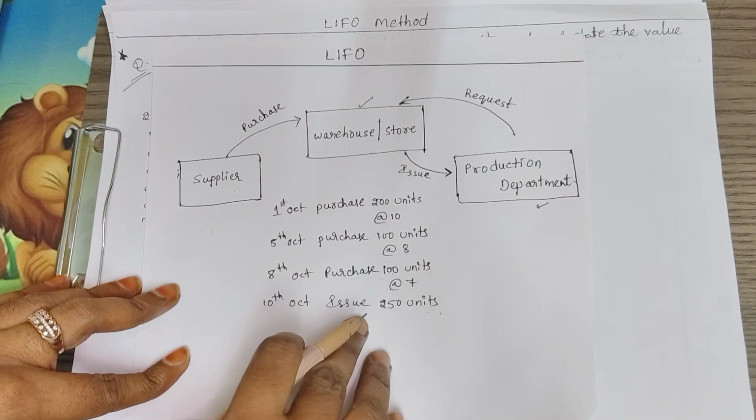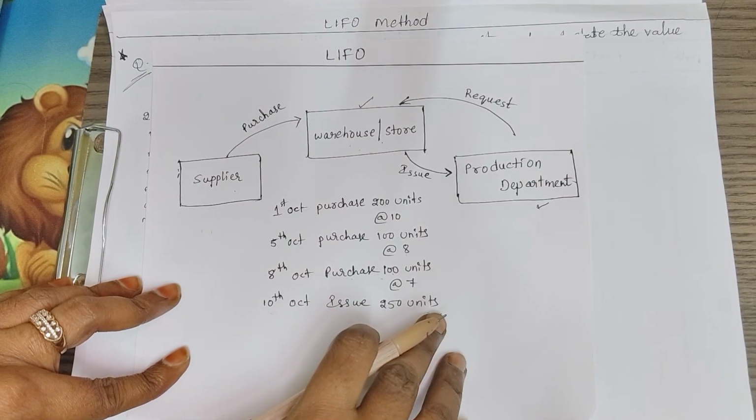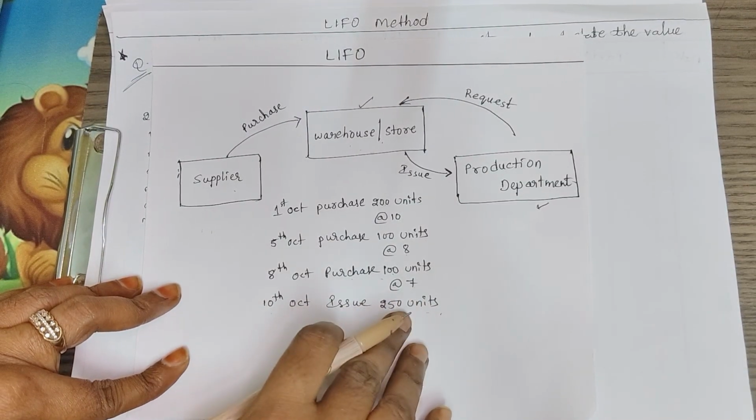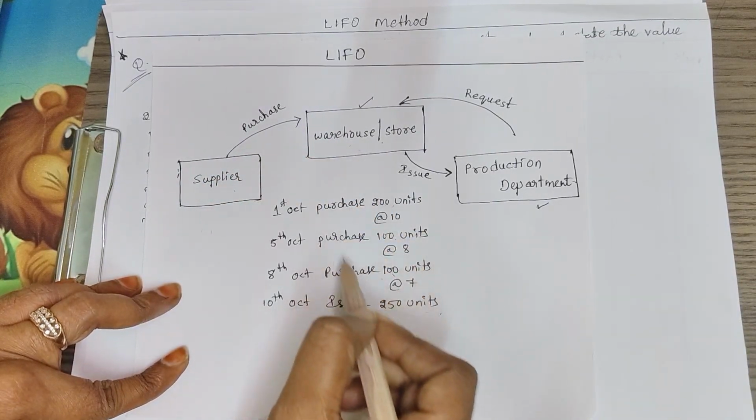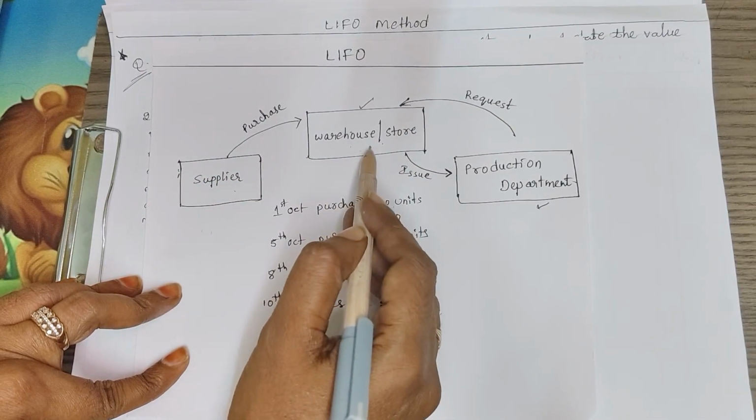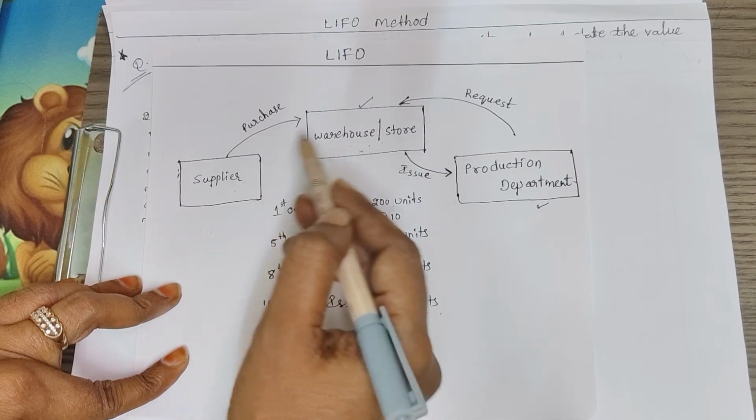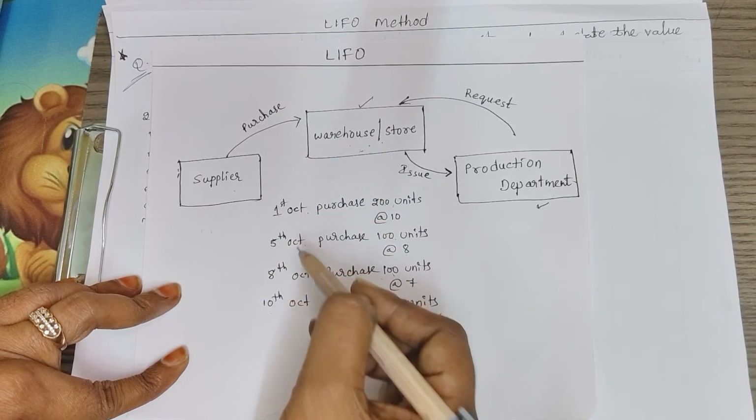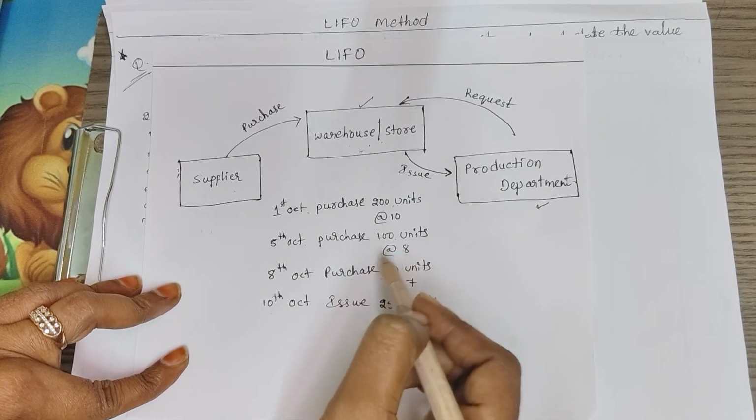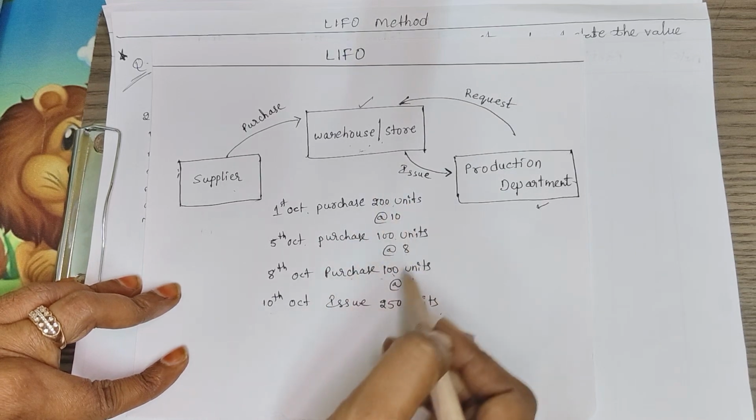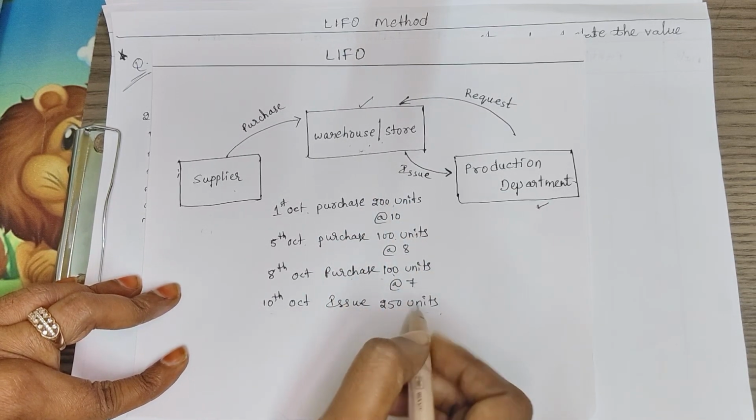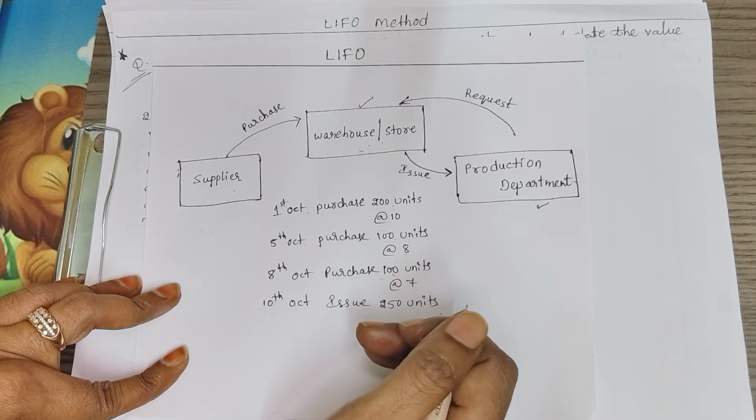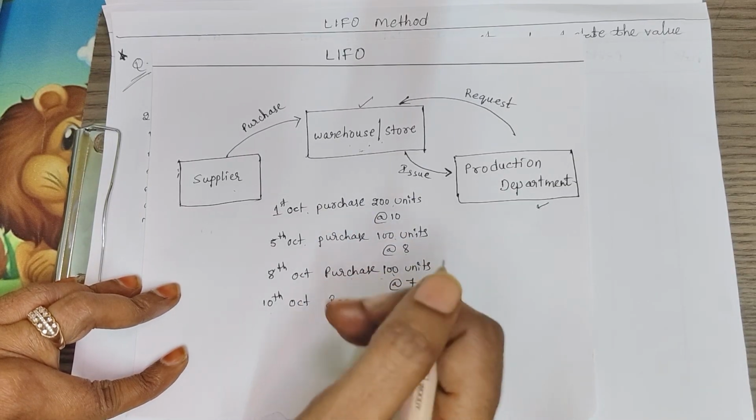On 10th October, we have issued 250 units. So, 250 units we need to issue from our store, because in our store the total available stock is 400 units, as the warehouse purchased from the suppliers on 1st October, 5th October and 8th October. From that 400 units, we need to issue these 250 units. So, how do we need to issue from our store? That is the question here.